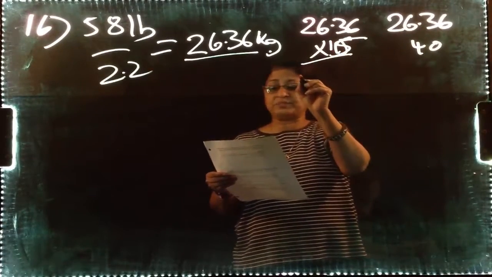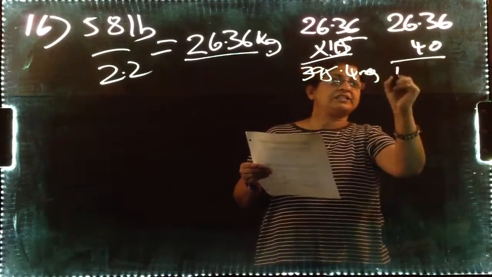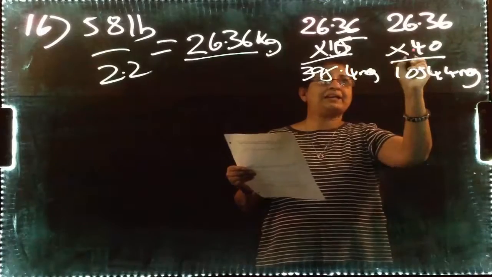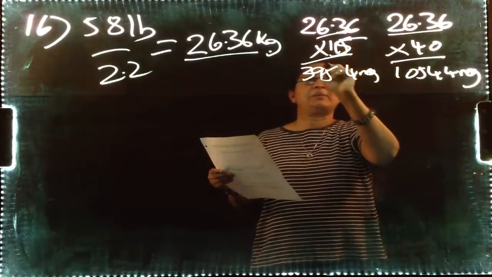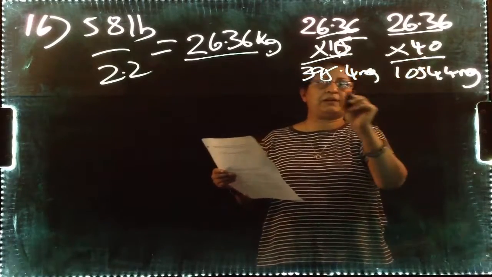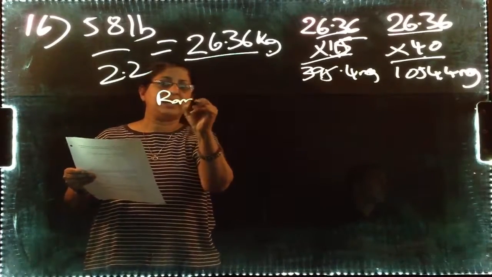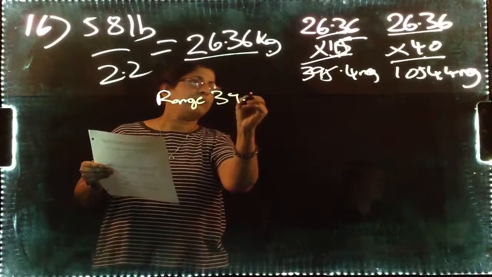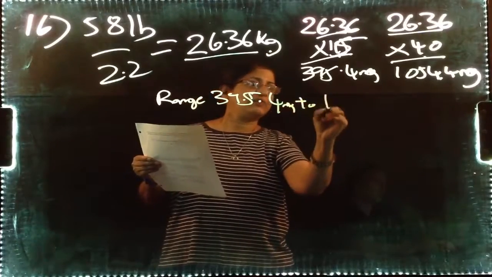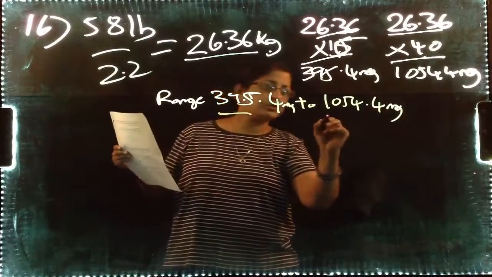So the answer for this one is 395.4 milligrams, and here it is 1054.4 milligrams. Got it? You're multiplying this because this is your child's weight, and you're multiplying by 15. If I'm supposed to give 15 milligrams per kilo and up to 40 milligrams per kilo. So your total range for this child is 395.4 milligrams to 1054.4 milligrams. Up to this much can you give.